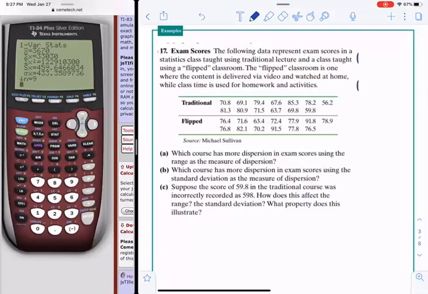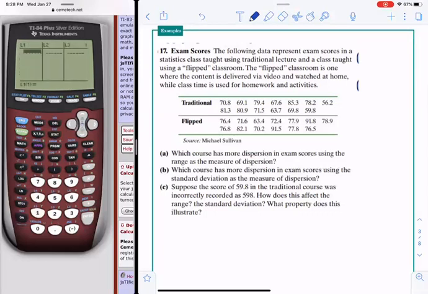Now, we want to know which sample has more dispersion in the scores using the range, and then using the standard deviation. That would be parts A and B. And part C deals with outliers, and we will do that after we do parts A and B. So we need 2 lists. Going to clear list 1 because I entered data from the previous problem.